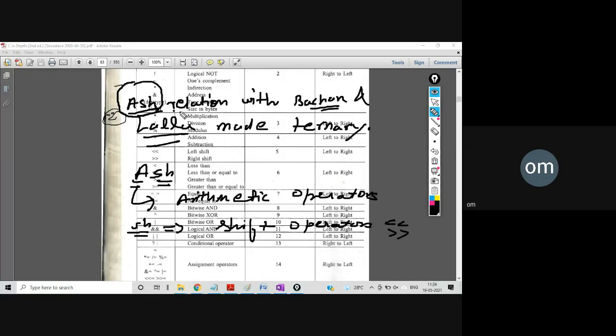Then with the relation, I can write relational operators. With relation, I can write all the relational operators. So in the relational operator, what we are having? We are having less than, greater than, less than or equal to, greater than or equal to, right? All these relational operators, and then after that, equal to and not equal to. Clear? So we can write that.